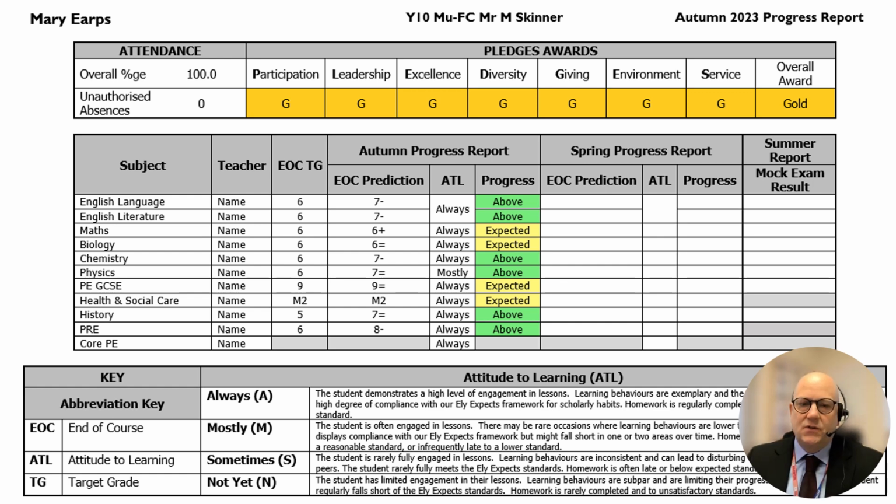You can see as well that their progress is graded as above, because if Mary's target grade is a 6 and she's currently forecast a 7 at the end of course, well, she's above expected progress. Where you can see expected is where these two grades tally. You can see that Mary's got exceptional attendance of 100%, and that she's already in year 10 completed her pledges, and we'd expect year 11 to have made huge progress with their silver and well towards their gold, but the fact that she's got her gold already in year 10 is excellent work.